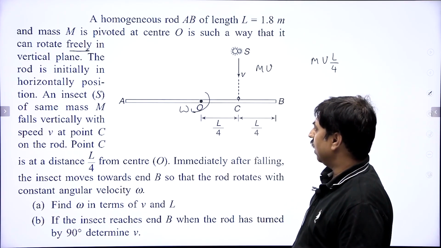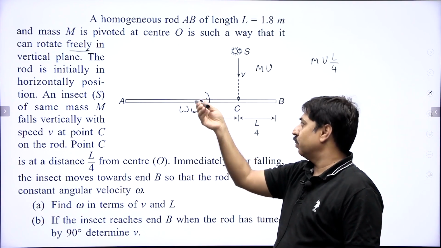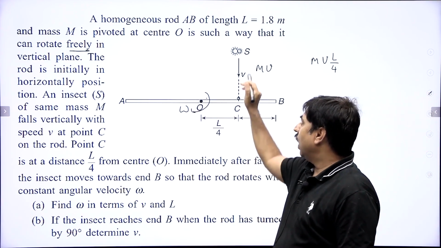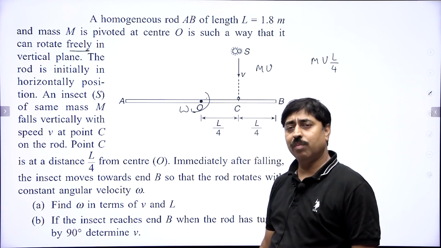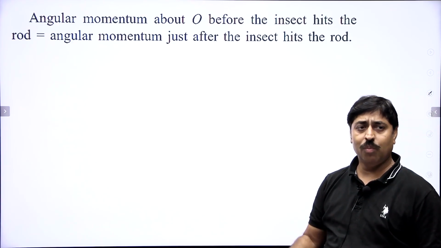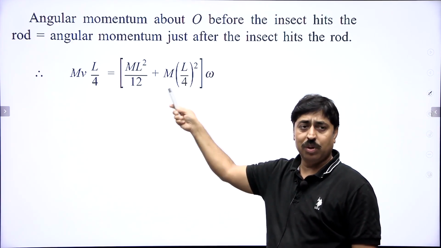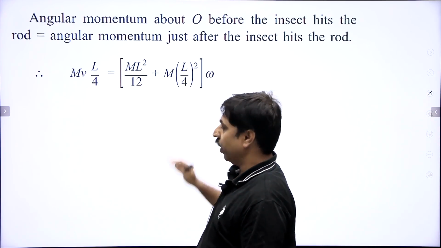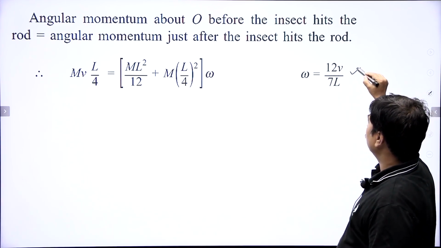How have I written I? For this rod, moment of inertia is ml square by 12 about this axis. Pen is the axis about which the rod is rotating. An insect can be taken as a point mass, which is at a distance of L by 4 from the rotation axis. Therefore, the whole moment of inertia of the rod plus insect will be equal to this much. This bracket is the moment of inertia. So m v L by 4 is I omega. So this gives us the value of omega in terms of v.